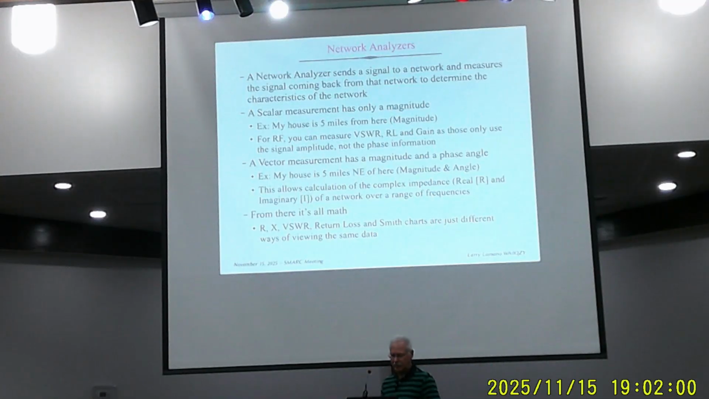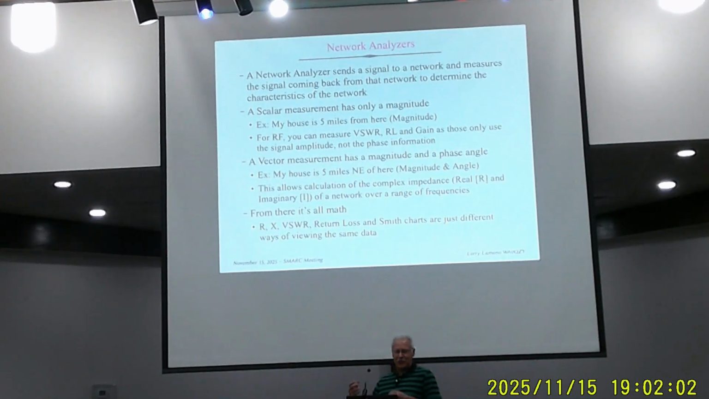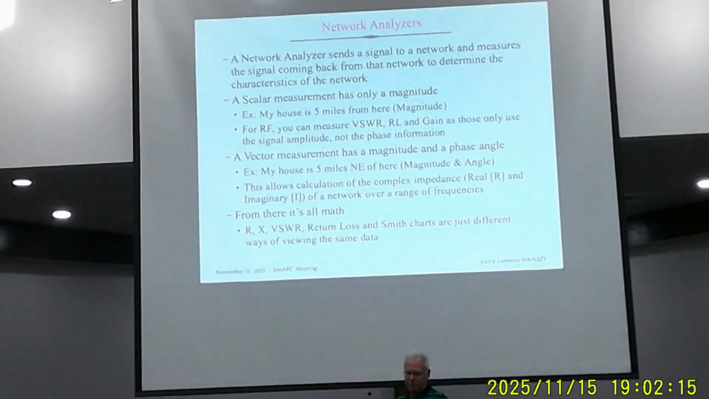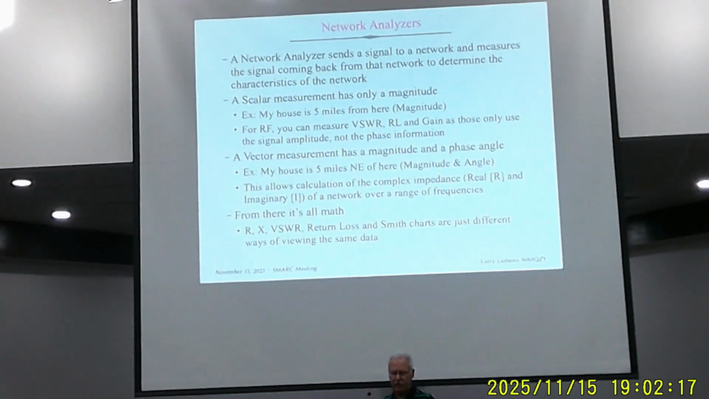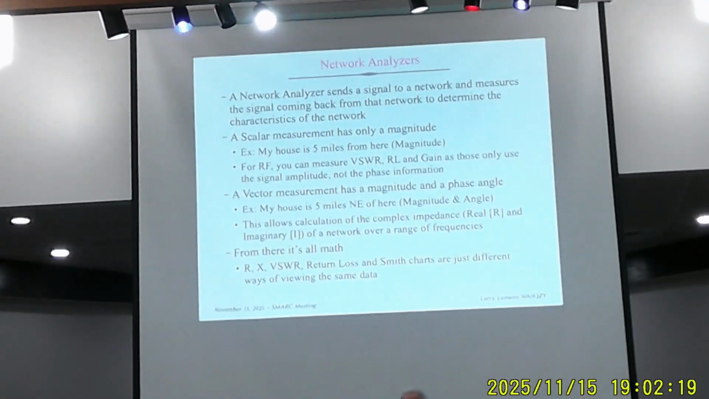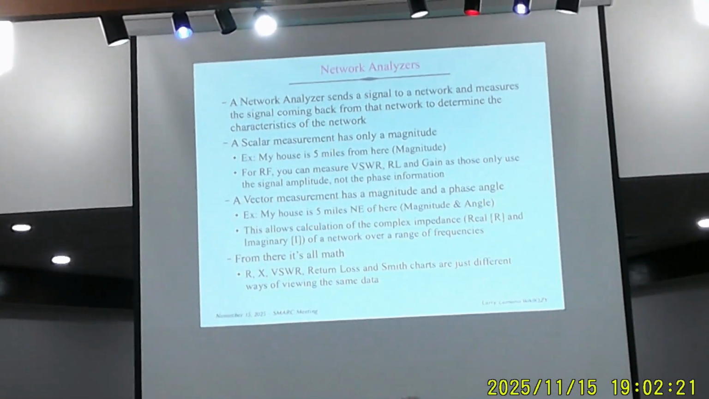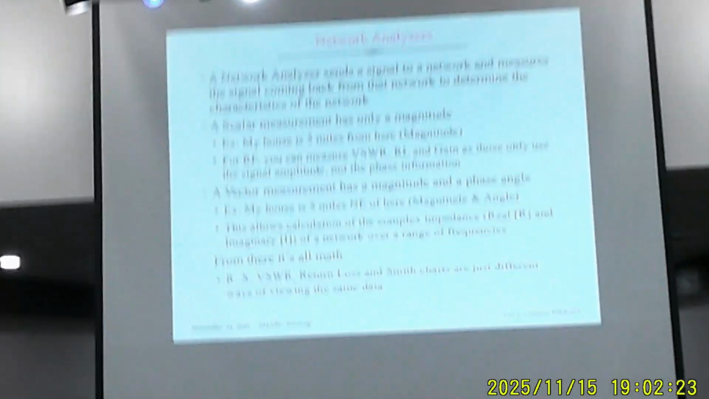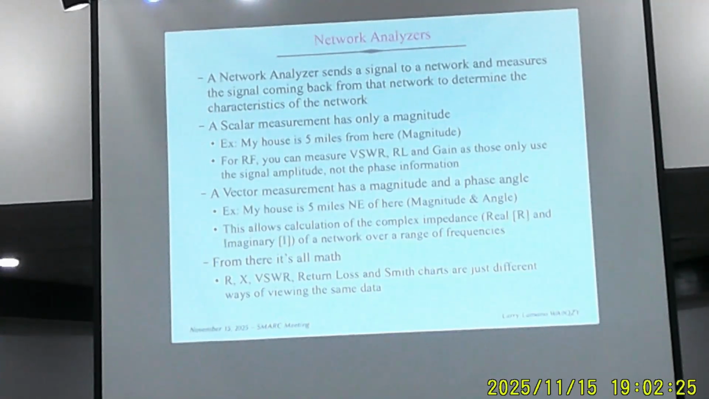I know Dave knows all about this stuff. But it basically is a real and imaginary number that comes back. From there it's all math. So when you look at an analyzer and it says R equals 40 ohms, X equals 30, that's all calculated from that real and imaginary number. SWR, return loss, Smith charts, those all use exactly the same data. It's just different ways of looking at it.